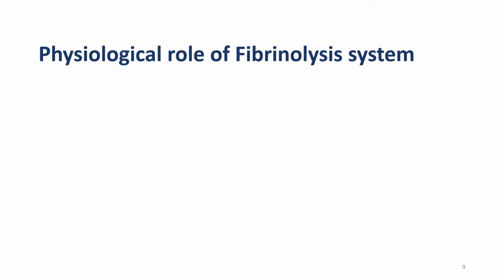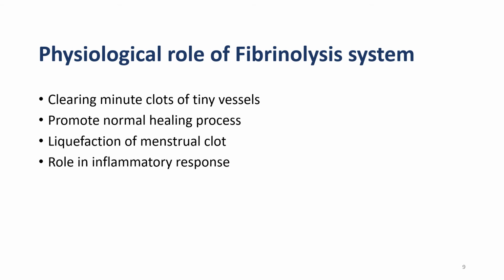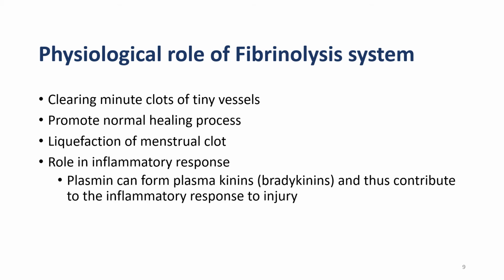Then write about the physiological role of the fibrinolytic system. First, it helps in clearing minute clots of tiny vessels. It promotes the normal healing process. It brings about liquefaction of the menstrual clot. And it has a role in the inflammatory response. This is by the following mechanism: plasmin can form plasma kinins like bradykinin, and this contributes to the inflammatory response to injury.